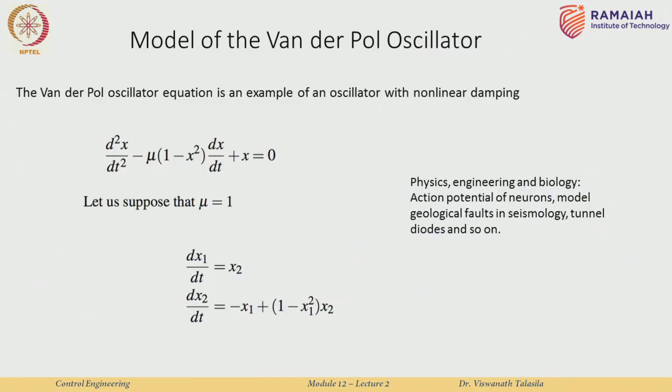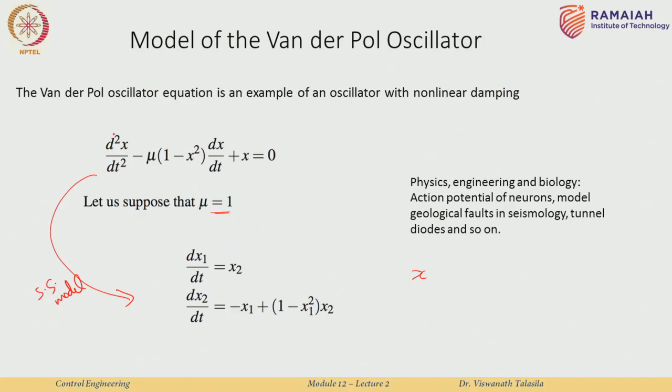Okay, so we are done with the harmonic oscillator, which is a special case of the van der Pol oscillator. Now, let us not assume mu equal to 0, let us assume that mu is greater than 0, specifically mu is equal to 1. Now, when we assume mu equal to 1, we compute from the differential equation the state space model, okay, same way as we did before.